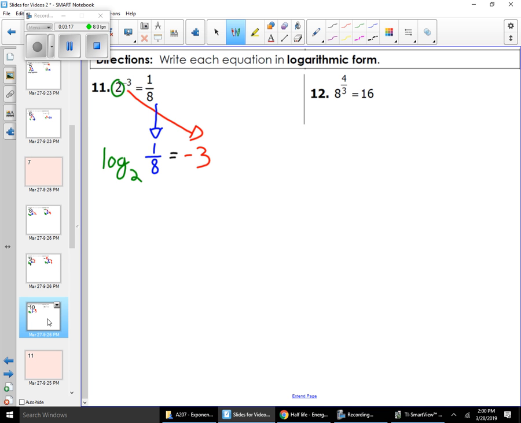Last but not least, we get kind of an ugly one. 8 to the 4/3 power is 16. Well, my base is 8. Again, that's the base of my exponential, so that's going to be the base of my logarithm. Switching our inputs and outputs there, log base 8 of 16 is going to be 4/3. So it's a new concept, but hopefully not too scary.